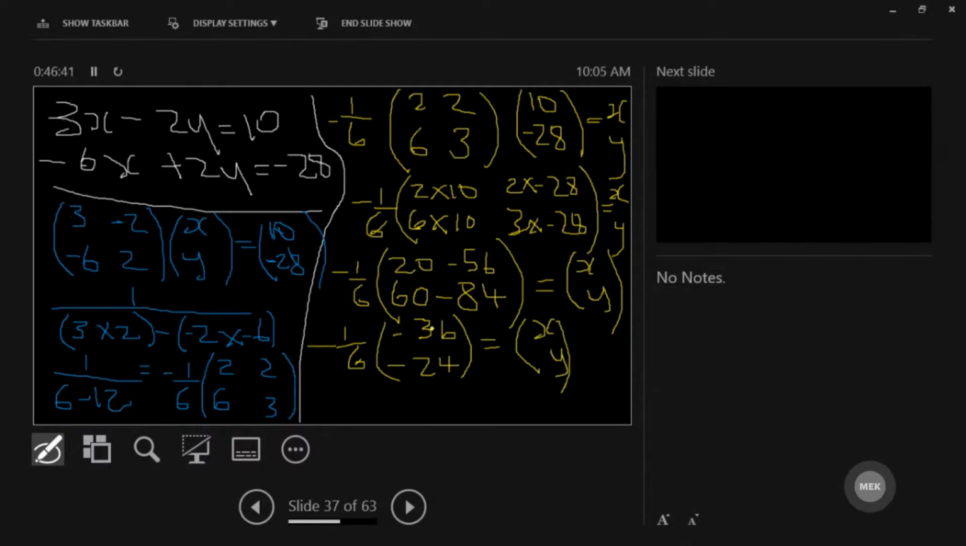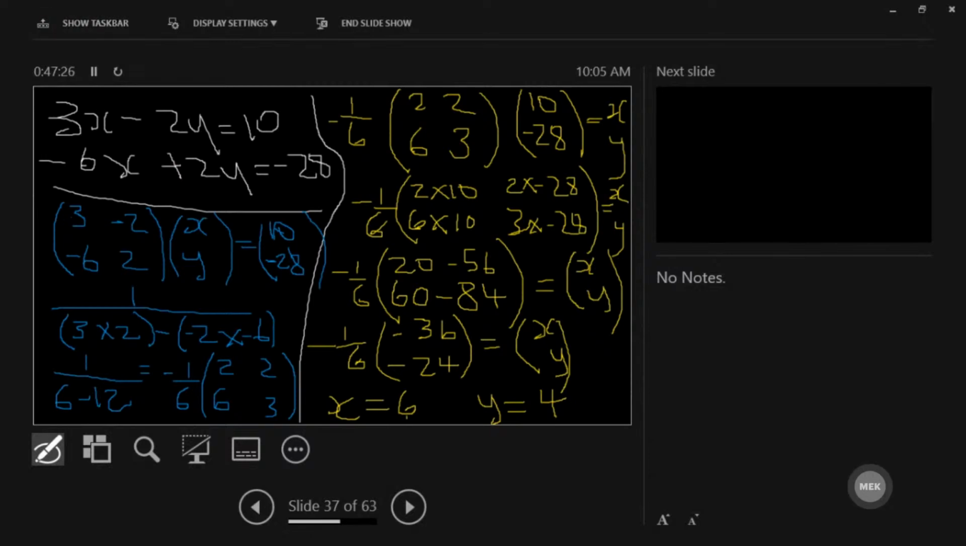So negative 1/6 times negative 36, that's going to give a positive 6 for x. And negative 1/6 times negative 24, that's going to give a positive 4 for y. So plugging in those values, x is 6, y is 4. 3 6s 18, 2 4s 8, so we have negative 8. So 18 minus 8, that gives 10. Negative 6 times 6, negative 36. 2 4s 8. Negative 36 plus 8 gives negative 28.